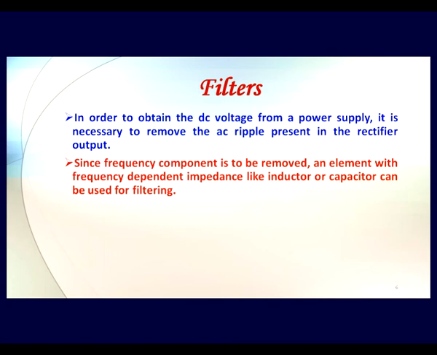So the element which we will use to remove that should have its impedance proportional to the frequency. You remember that the elements called inductor or capacitor have impedances which are proportional to the frequency of their operation. For inductor, the impedance is j omega L, and for capacitor, minus j upon omega C. So we can be sure that they are going to behave differently at different frequencies, and that is what we are going to make use of to filter out the unwanted frequency component in the output of the rectifier circuit.